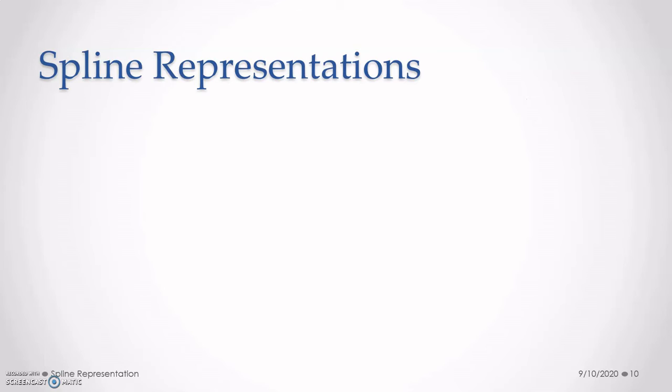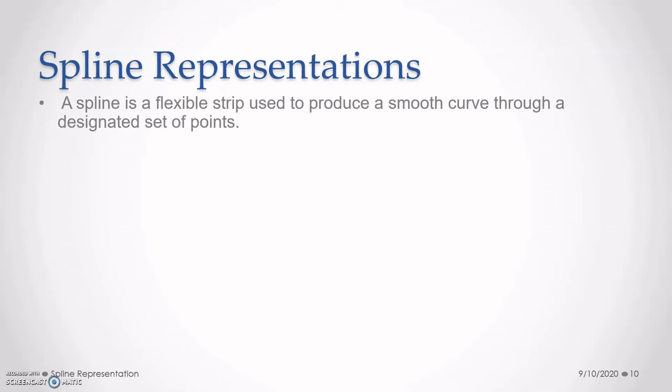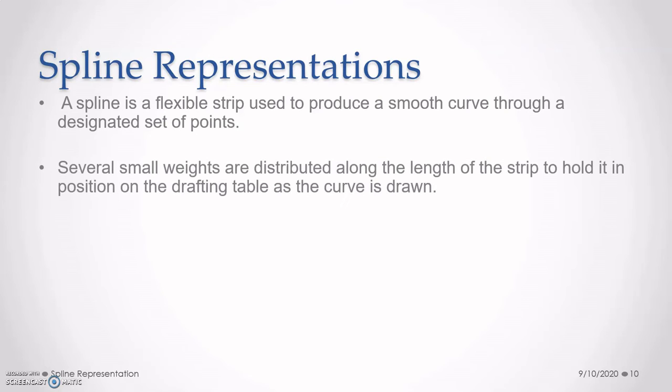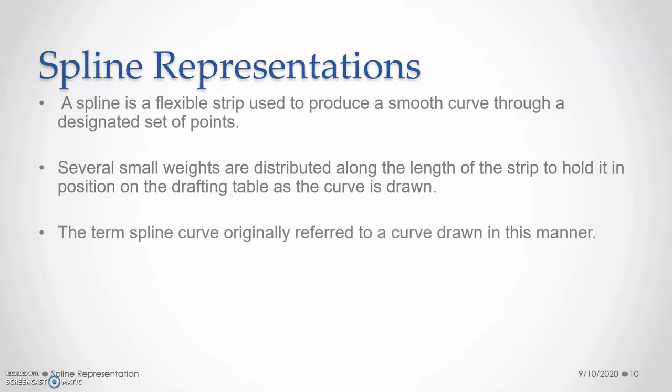I have the next category of representation, that is spline representations. A spline is a flexible strip used to produce a smooth curve through a designated set of points. So we'll have a designated set of points through which we form a flexible strip of curve, known as a spline. Several small weights are distributed along the length of the strip to hold it in position on the drafting table as the curve is drawn. The term spline curve originally referred to a curve drawn in this manner.